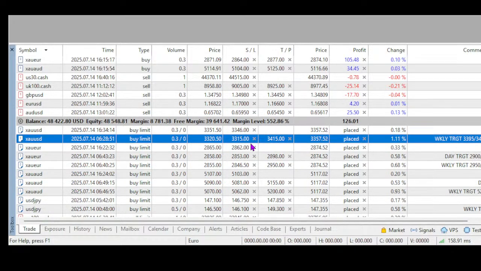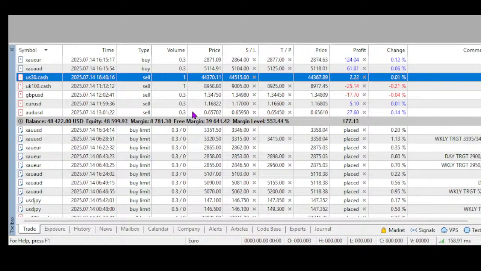Start the day fresh. I think just now something was filled. I don't know what was filled. Oh yeah, the Dow is filled. Okay, the Dow sell, that is filled. So once the order is filled, then we will just try to reduce it.